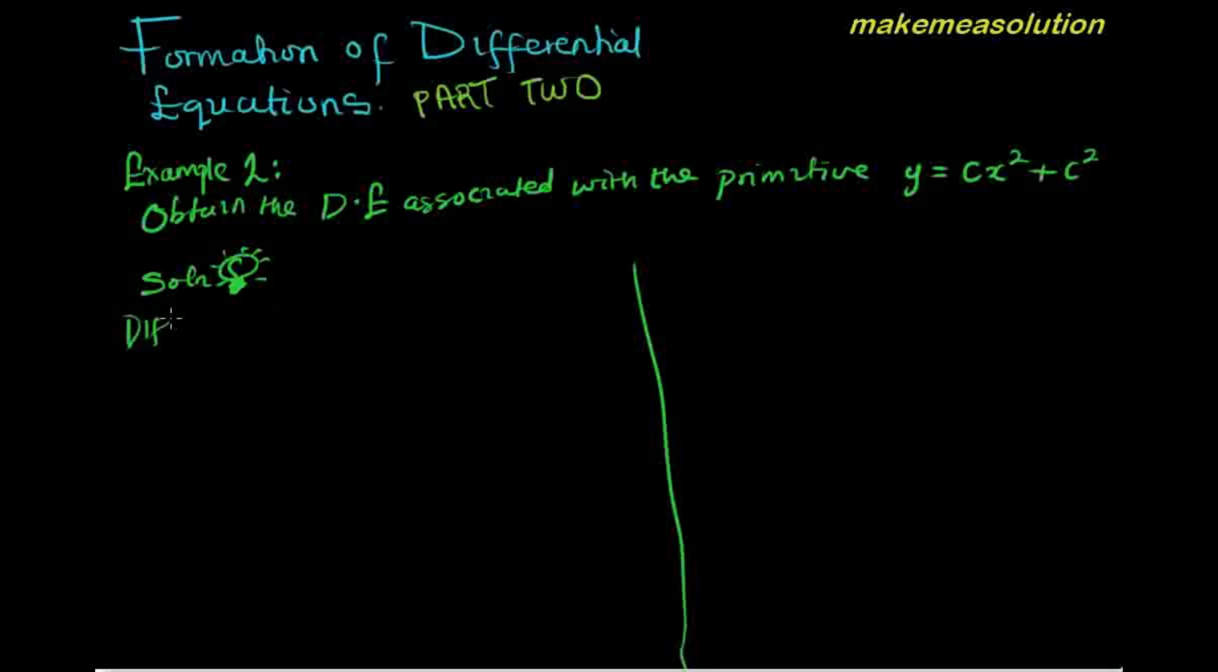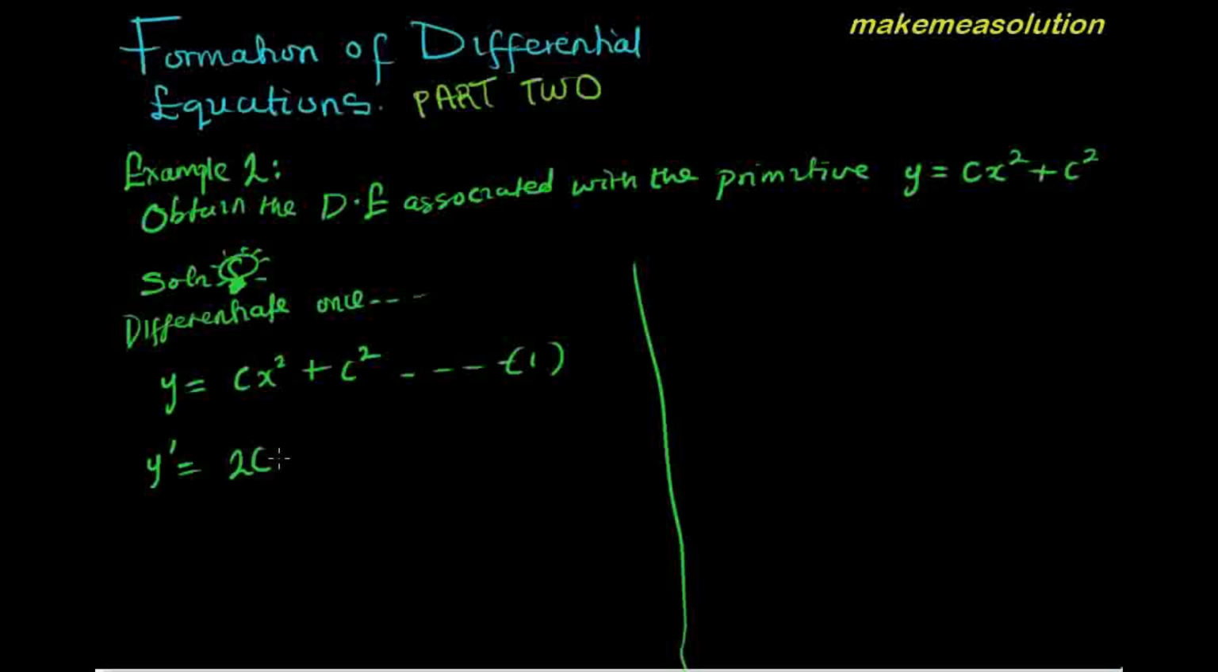So differentiate once. So y is cx squared plus c squared. This is equation 1. Now y prime is given to us as what? 2cx, okay, plus 0. When you differentiate c squared, you still get 0 because it's still an arbitrary constant. So this is equation 2. Are we together? So how do you go about solving this one? Remember, in the final equation, you have to have eliminated all the arbitrary constants.